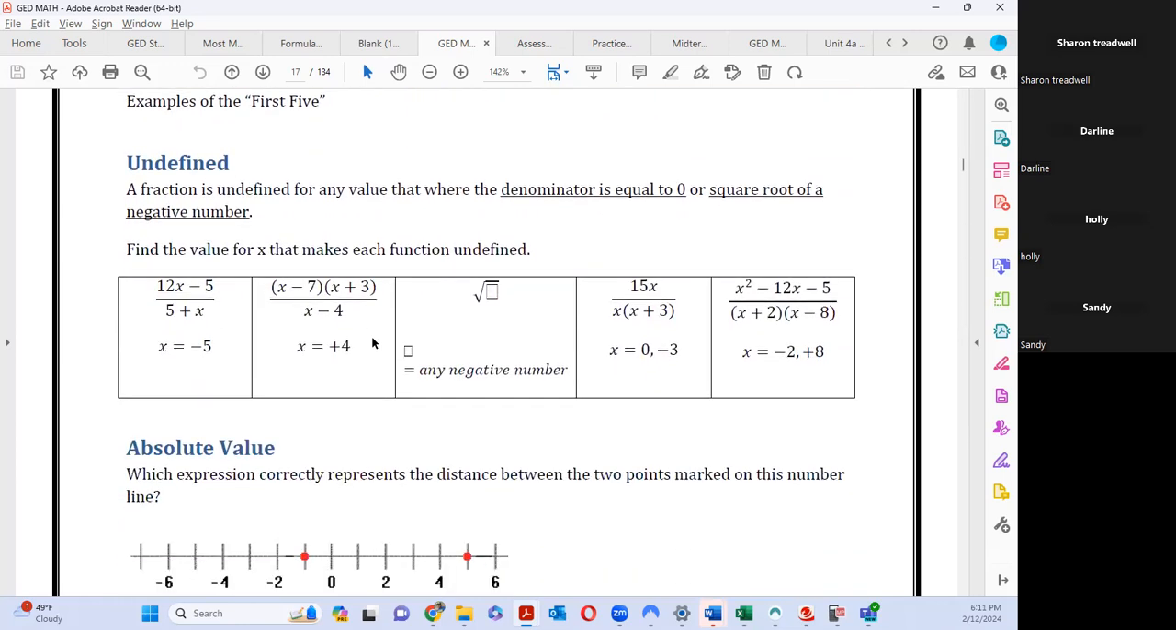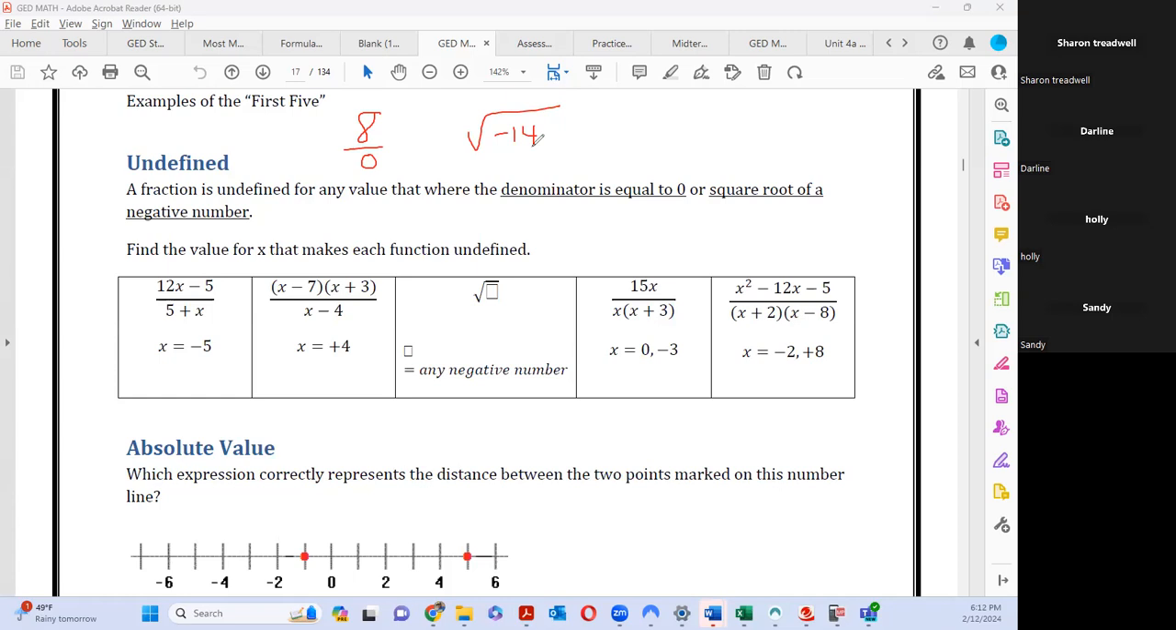Most people can easily understand undefined, but this is what I want you to think. You cannot have a denominator of 0, and you cannot have a negative square root. Those are the two instances that, for the GED, classify as undefined. You cannot divide by 0. Your denominator can't be 0. And you cannot have a square root of a negative number. So let's look at some examples.